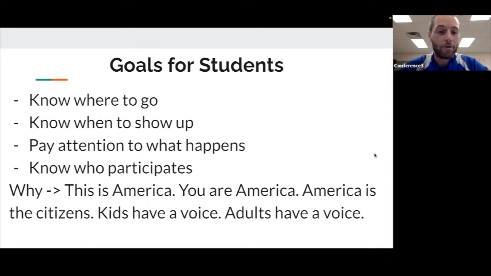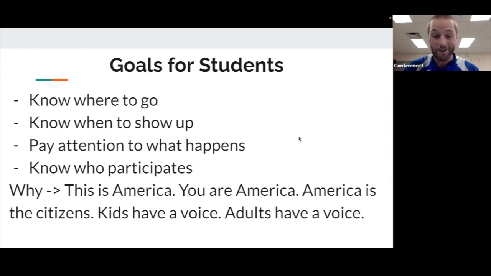So as a goal for the students, the basics: where to go, when to show up, pay attention, know who is there. Besides the folks that are running the meeting, there's usually some visitors who are there who bring important information. So knowing all these things is very important for the kids. These are the goals I set out for them. These are the ones that I can relate back to the standards. But really, my goal is right here.